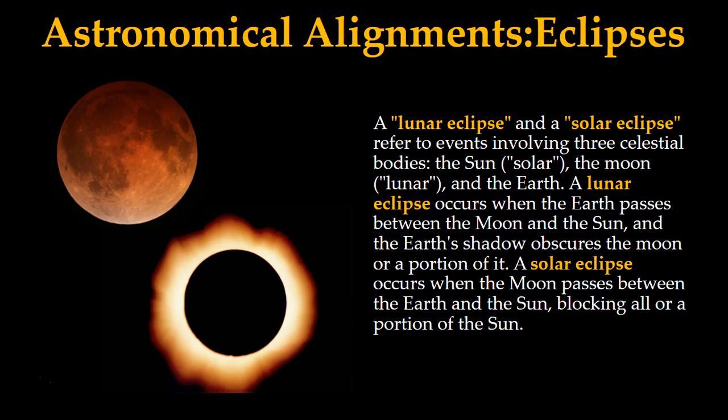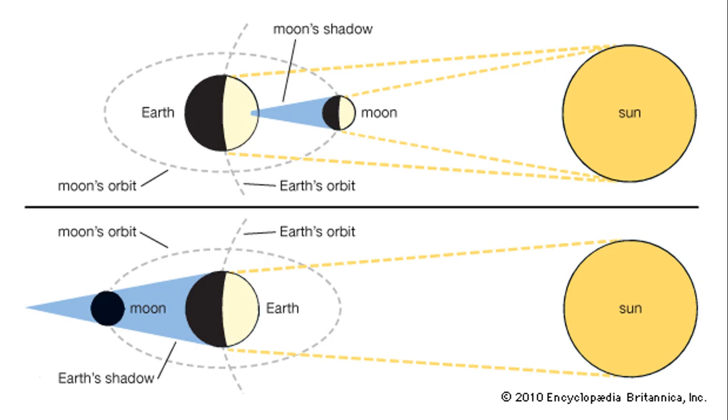And a lunar eclipse is whenever the moon actually falls into the earth's shadow. It's the sun, earth, and then moon, and then the shadow is cast upon the surface of the actual moon. So that's the primary difference between lunar and solar eclipses.